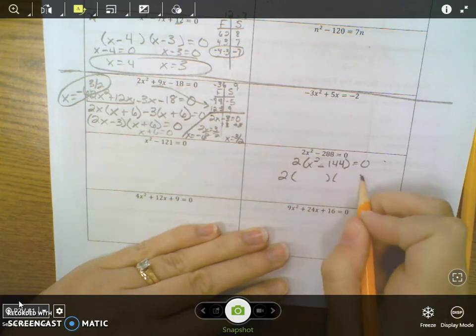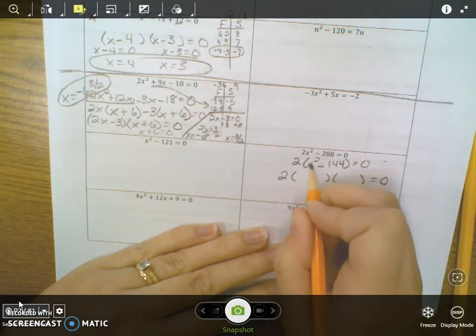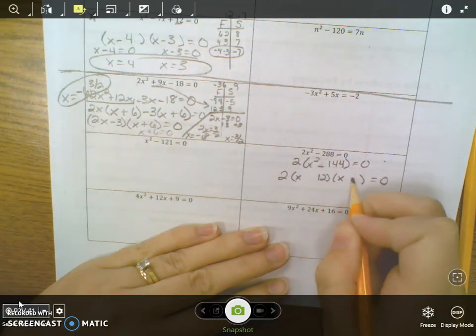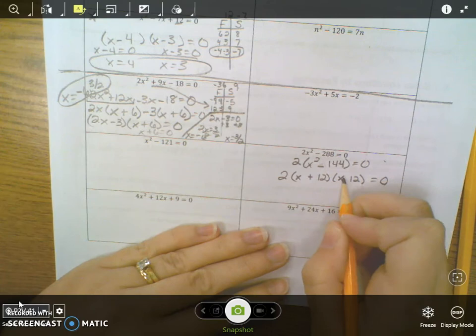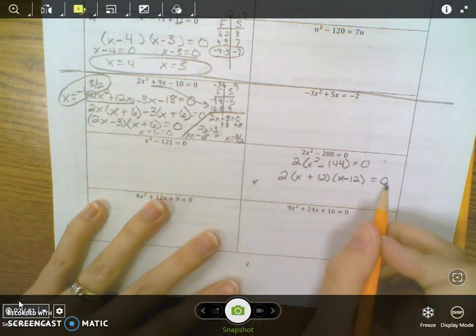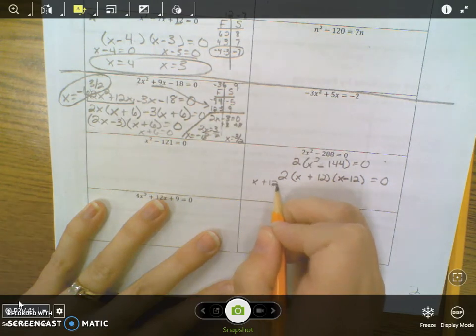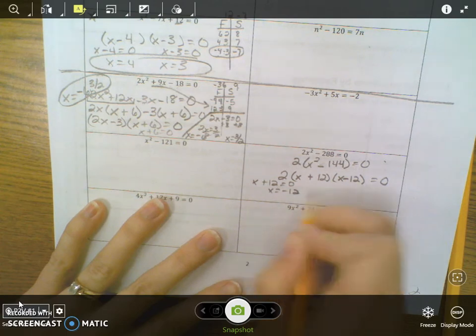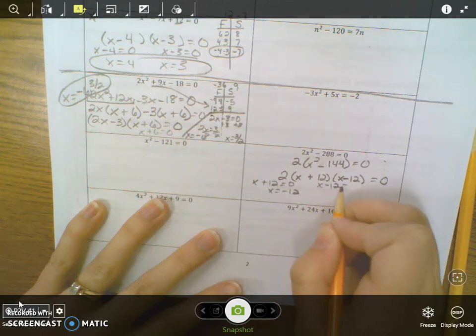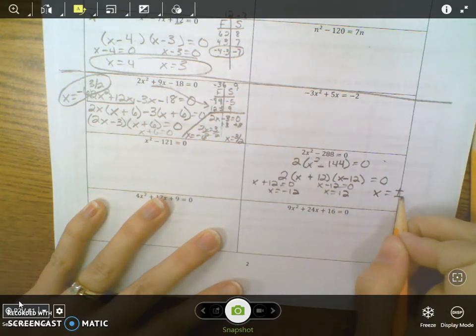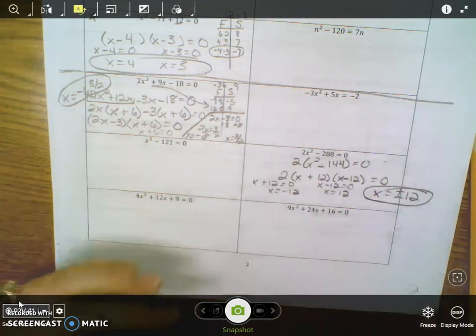And so when I have a difference of 2 squares, I do the square root of the first, the square root of the second, and one is a plus and one is a minus. And then I just set all of that equal to 0. 2 can't be equal to 0, but x plus 12 could be equal to 0. And then that would give me x equals negative 12. x minus 12 could be equal to 0, and that would give me x equals 12. So my answer is x equals plus or minus 12 like that.